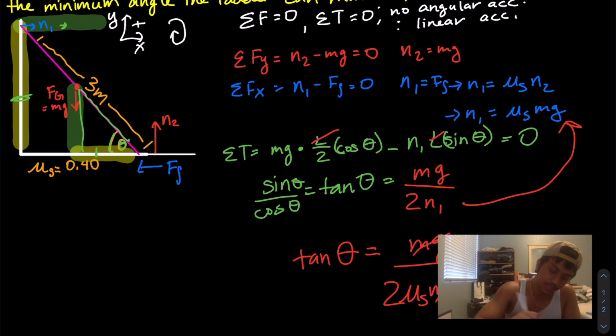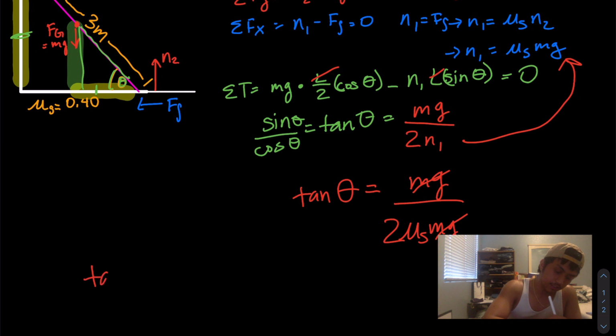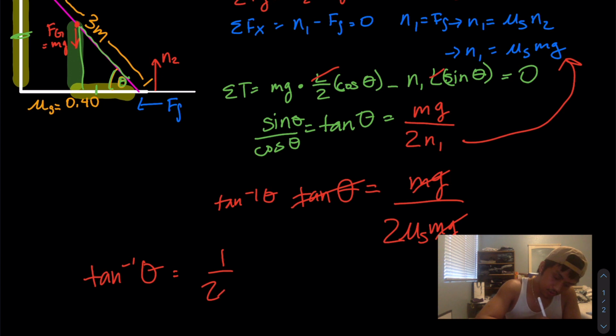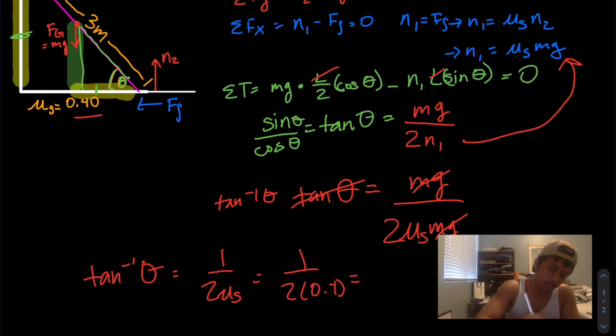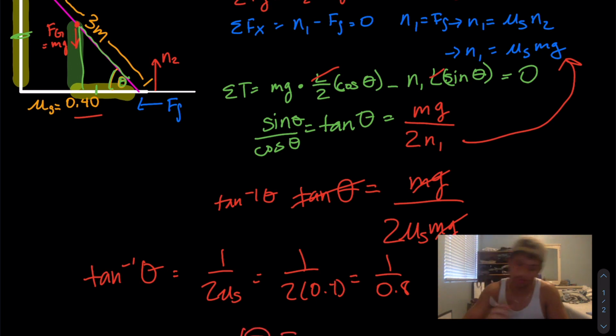The mg's here will cancel, and then you take the tan inverse of both sides to get rid of the tangent, so theta equals tan inverse of 1 over 2 times the coefficient of static friction. In my case it's 0.4, so 1 over 2 times 0.4, which is 1 over 0.8. And the minimum angle you need is 51.34 degrees to make it not slip. And thank you.